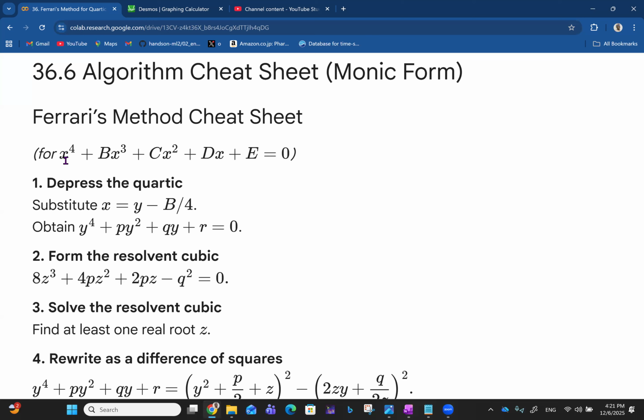I mean, we can do that. Just put y minus b over 4 raised to power 4, expand. Then b into y minus b over 4 raised to power 3, expand. c into y minus b over 4 raised to power 2, expand. Then you have d into y minus b over 4, and e equals 0. By the time you tidy it up, you obtain y raised to power 4 plus py squared plus qy plus r equals 0. So you'd have depressed the quartic by making the substitution. The cubic term is gone.